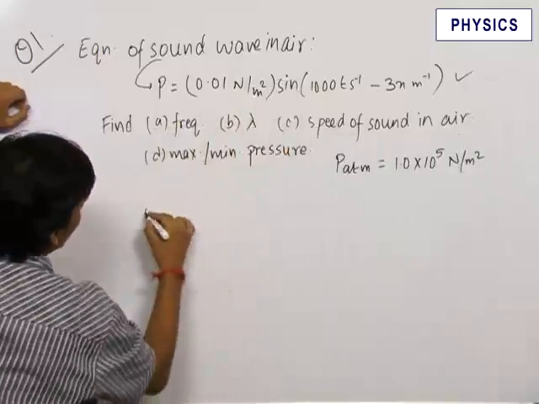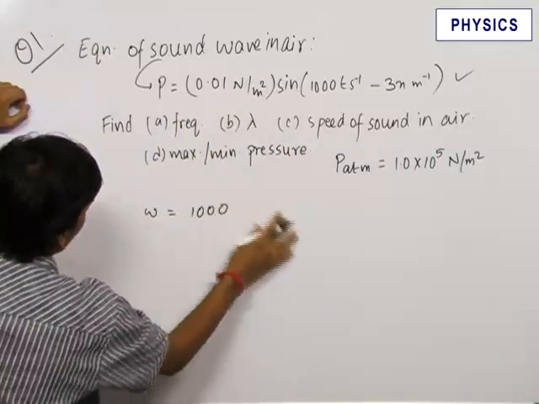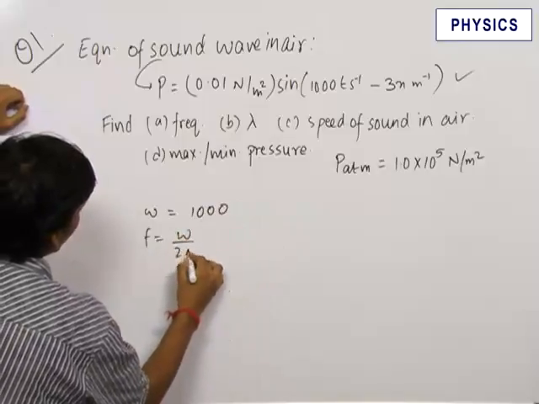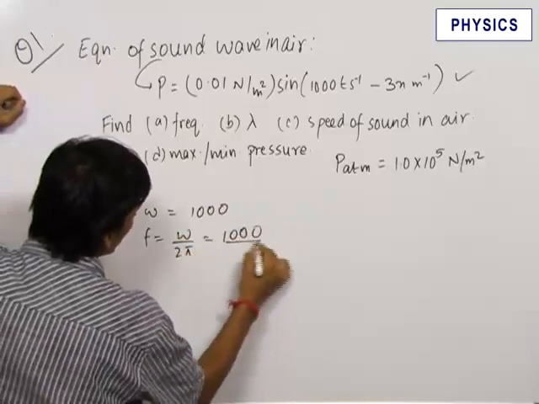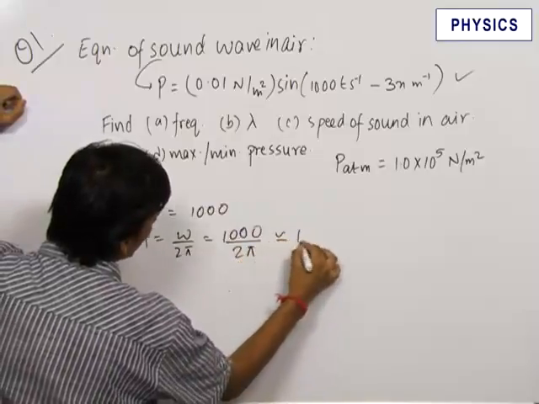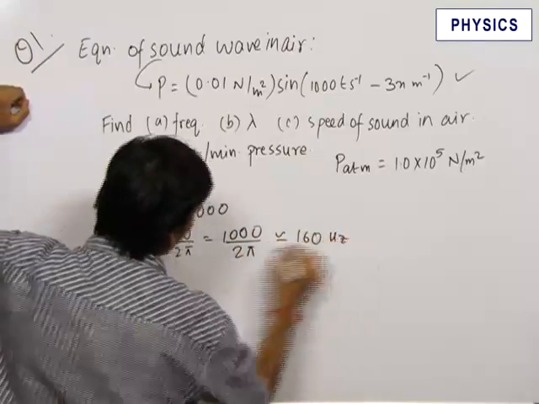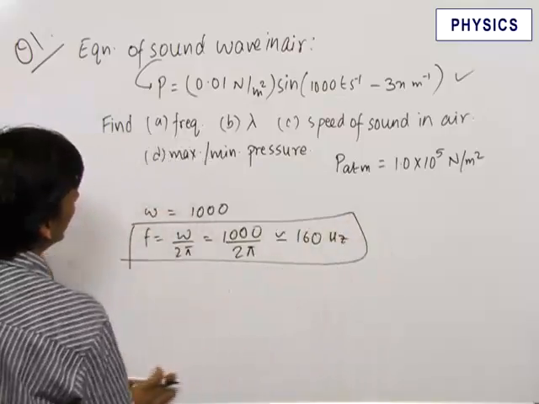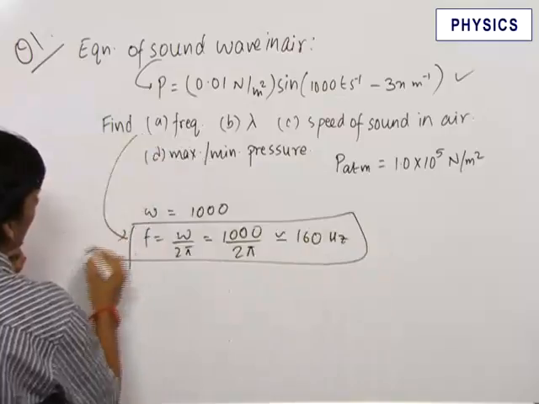We clearly see here that omega is equal to 1000. Therefore frequency is equal to omega upon 2 pi, that is equal to 1000 upon 2 pi, that is approximately equal to 160 hertz. Therefore we directly get the value for the frequency equal to 160 hertz. This is our answer for the A part.